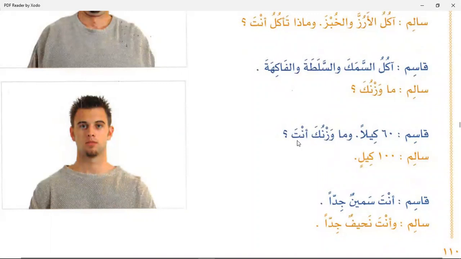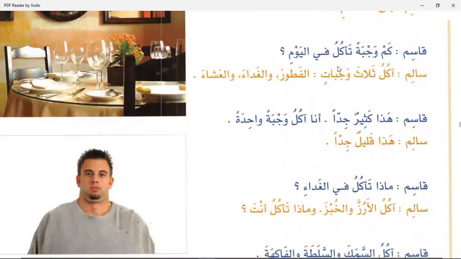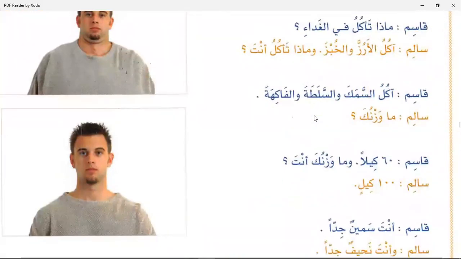And what is your weight? Mi'atu kilin, 100 kilogram. So here, first I told you that from 3 to 10, anything which is counted must be plural and it must have kasra. Then from 11 to 99, it must be singular and it must have fatha. Now for 100, the word must be singular, but it must have kasra. So you need to remember this also. Mi'atu kilin, 100 kilogram.